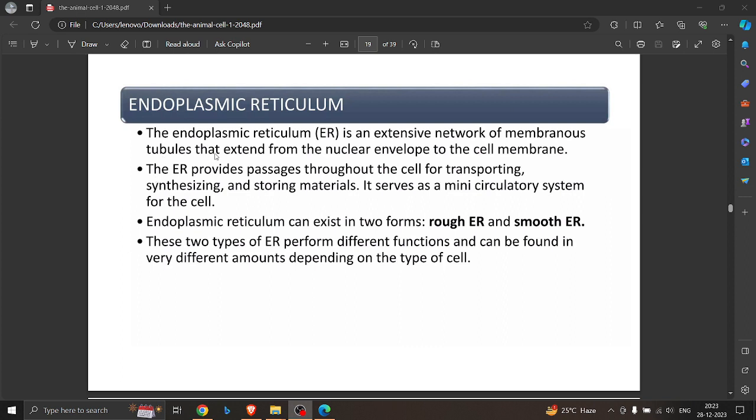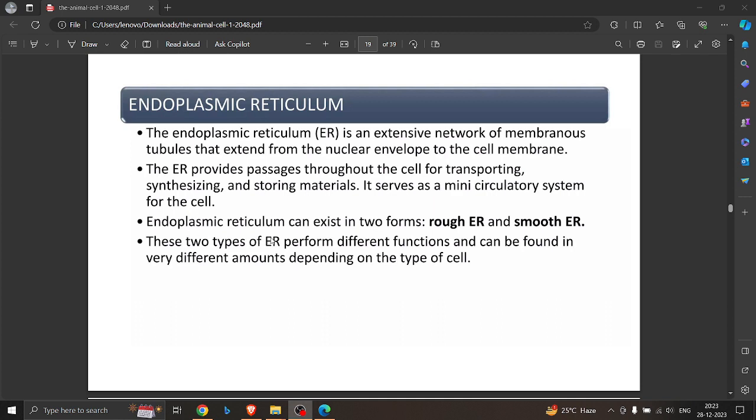Endoplasmic reticulum, abbreviated ER. The endoplasmic reticulum is an extensive network of membranous tubules that extend from the nuclear envelope to the cell membrane. So what does it do? It provides passages throughout the cell for transporting, synthesizing, and storing of materials. So this endoplasmic reticulum is considered a mini circulatory system for the cell.